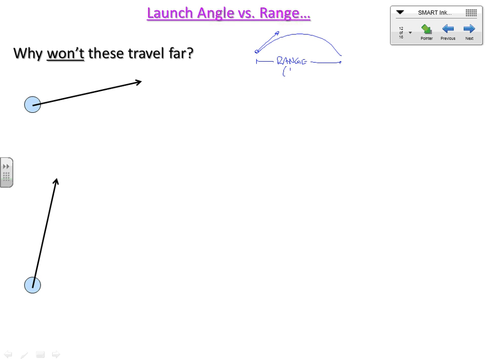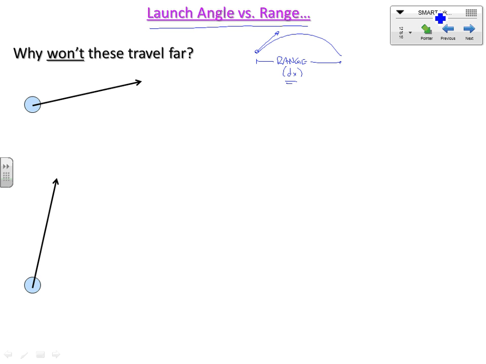Another way to say dx. All right, well, the question is, why won't an object... Now, something to notice here is the size of this vector and the size of this vector, same exact size. All we're changing is the launch angle. So that's why it says launch angle versus range. We're not altering initial velocity. We're just altering the direction of it. Okay? So, why won't these travel far?